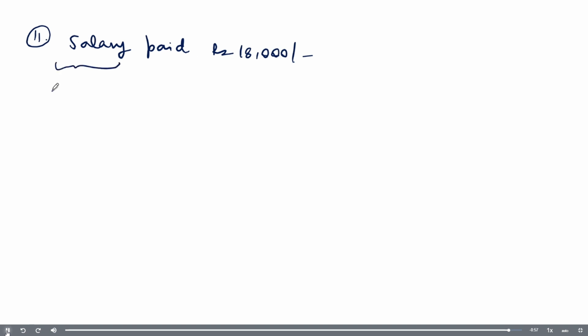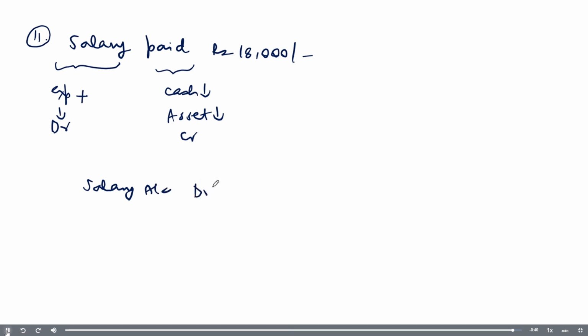Similarly, one more. Salary paid rupees 18,000. Again, salary is an expense. Expense increases, so debit the expense. Payment means by cash. Cash comes down. Asset comes down, so credit the asset. Salary account debit to cash, 18,000.